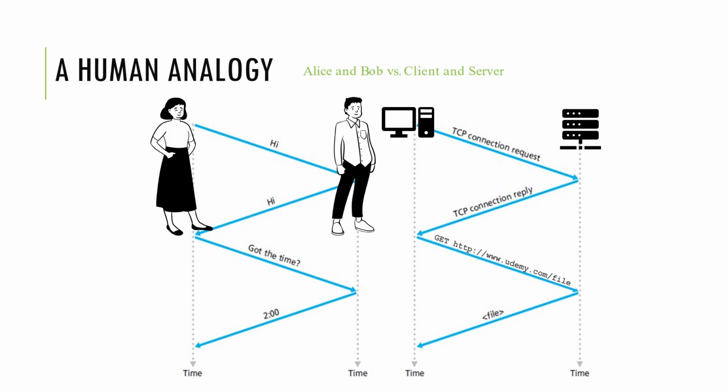On the right-hand side, we witness a real-world scenario. A client establishes a TCP connection with a Udemy server. Note, detailed discussion on TCP connections will be covered later in this course, so don't worry. The client PC sends a connection request which the server accepts. Subsequently, the PC issues a HTTP GET request to a file on the Udemy server, to which the server responds by providing the requested file.